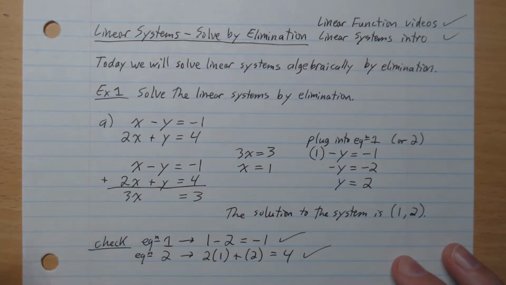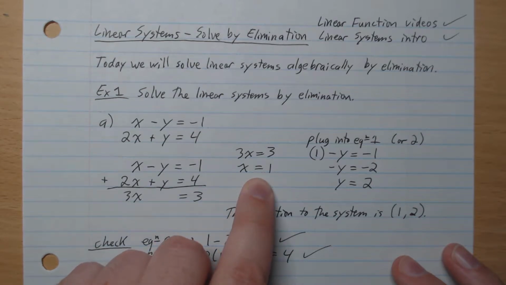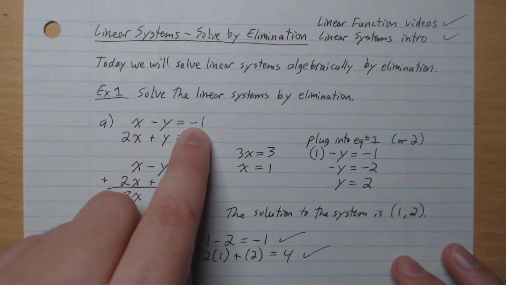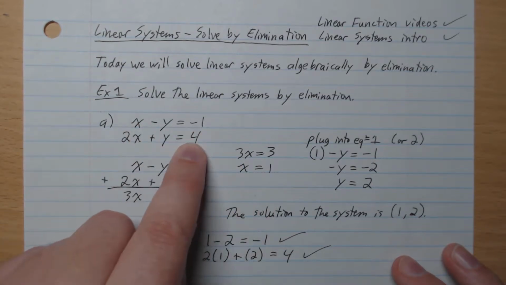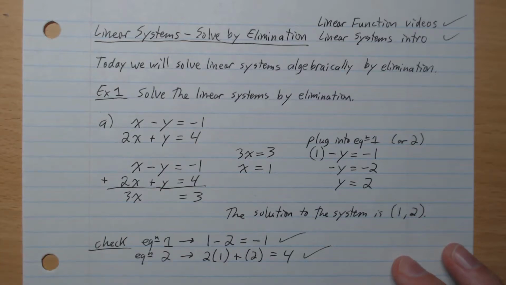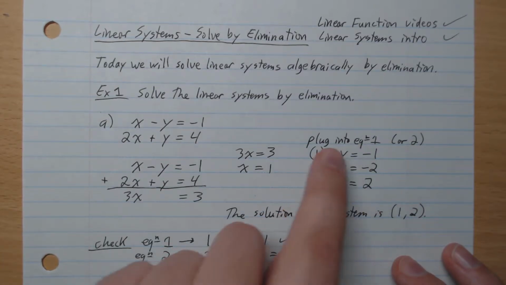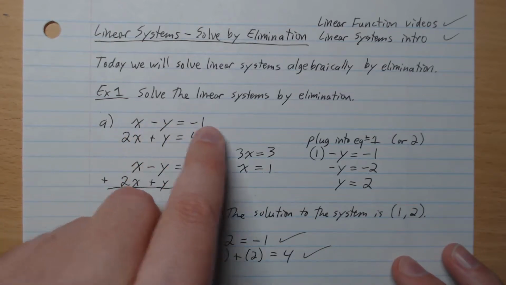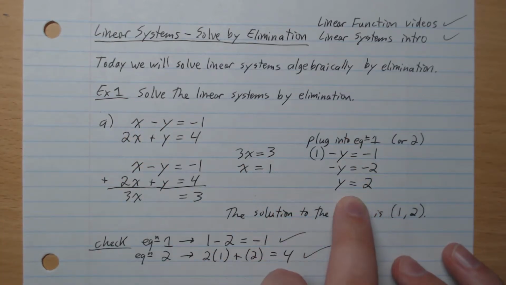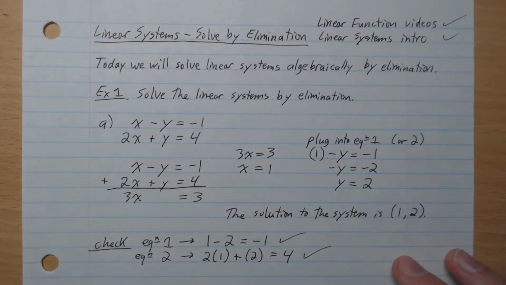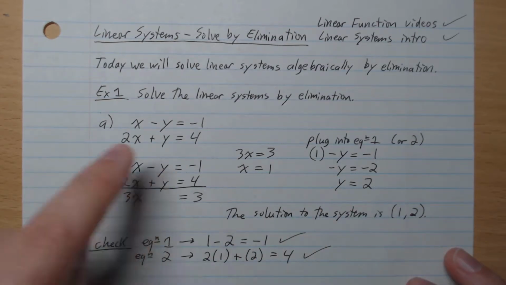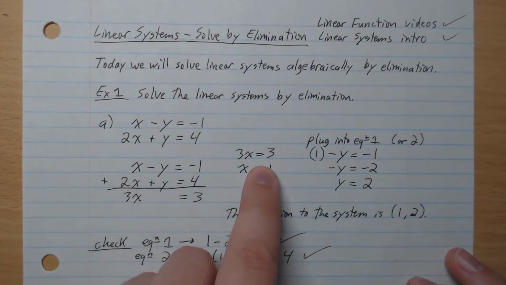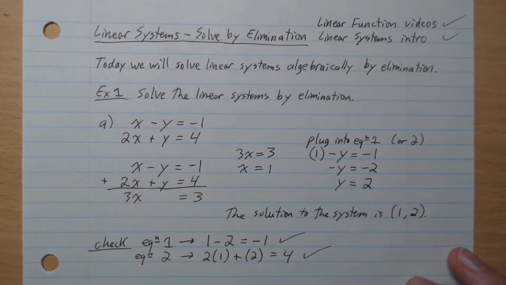So now we need our y value. So if we have x equals 1, we can plug it into the first equation or the second one, and we will get our y value. So if we plug it into equation 1, we notice that it's 1 minus y equals negative 1. And then this brings us to y equals 2. And so the solution to this system is (1, 2).